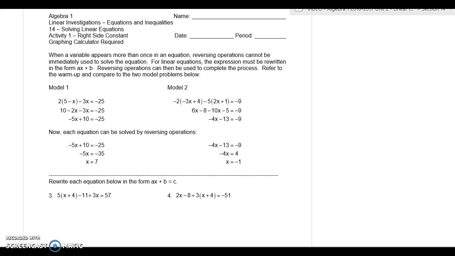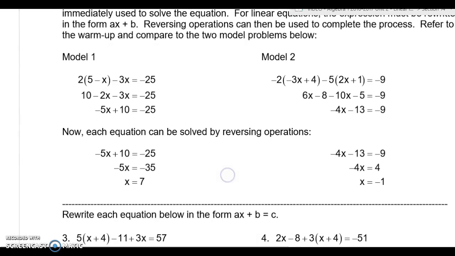Now, in this first activity, we're going to see x terms that are all on the same side. So we're going to simplify one side and then solve. In the next activity, we're going to look at how we do that when we have variables on both sides of the equation. So in our models, we have two problems.